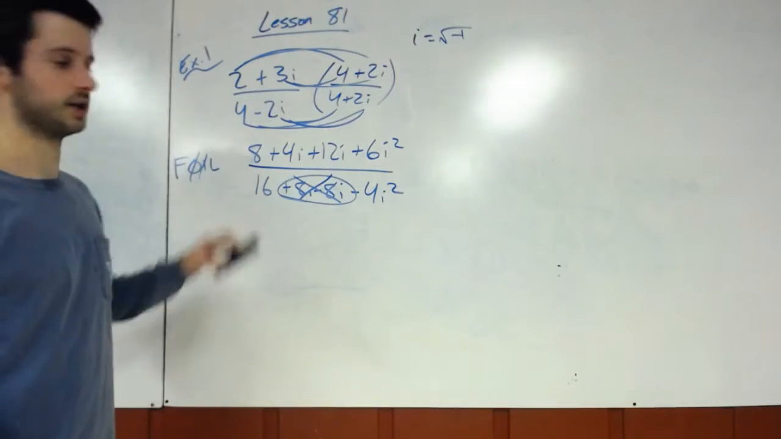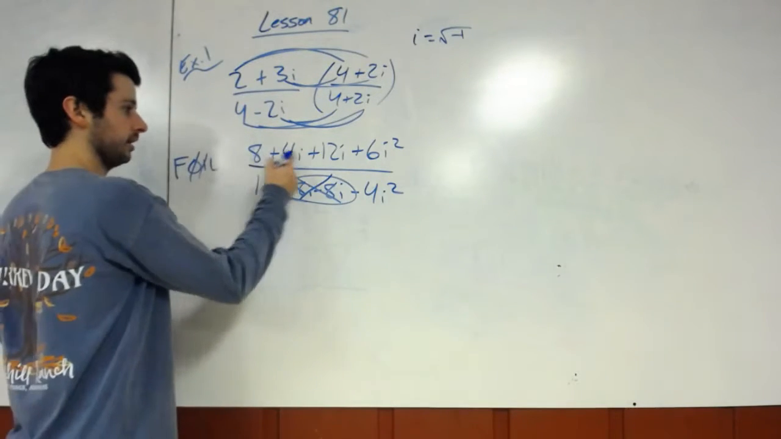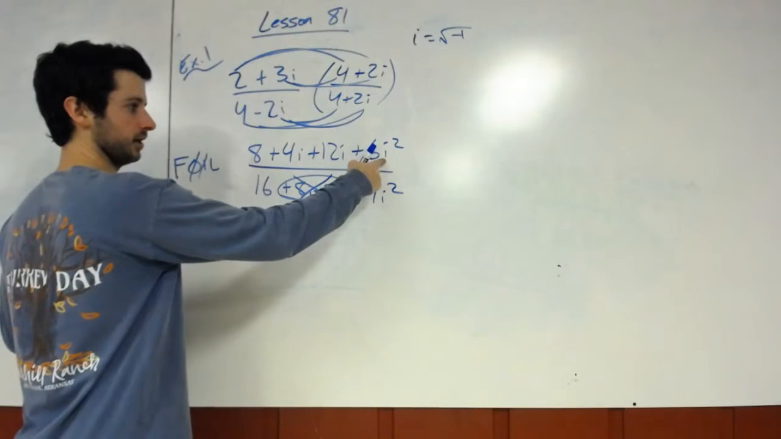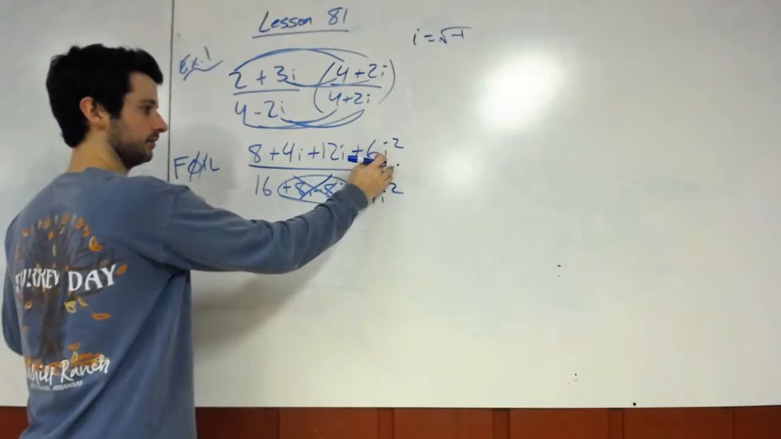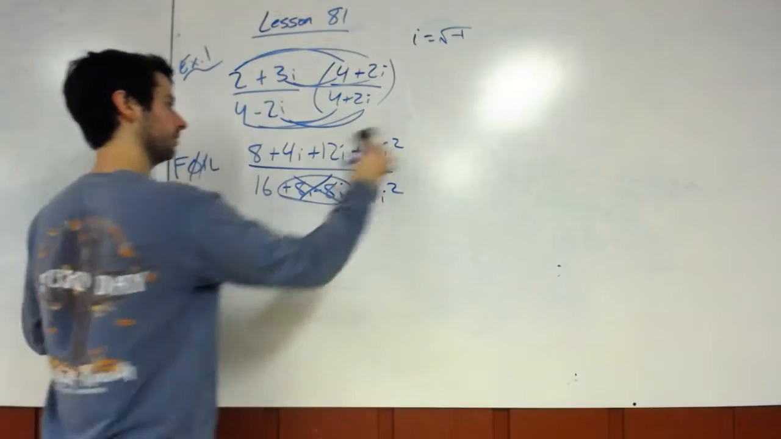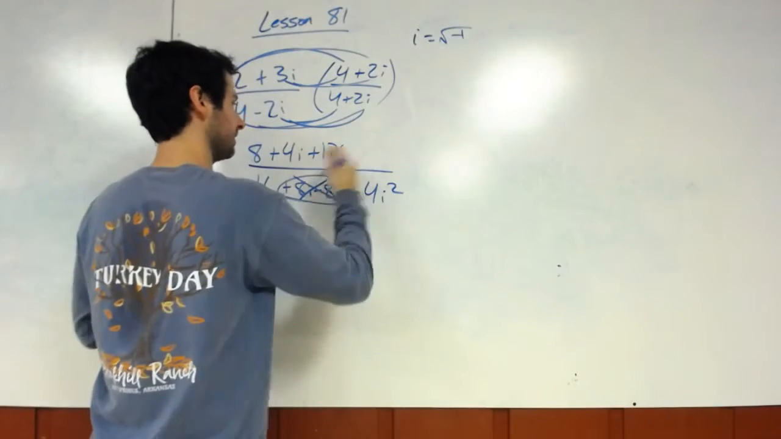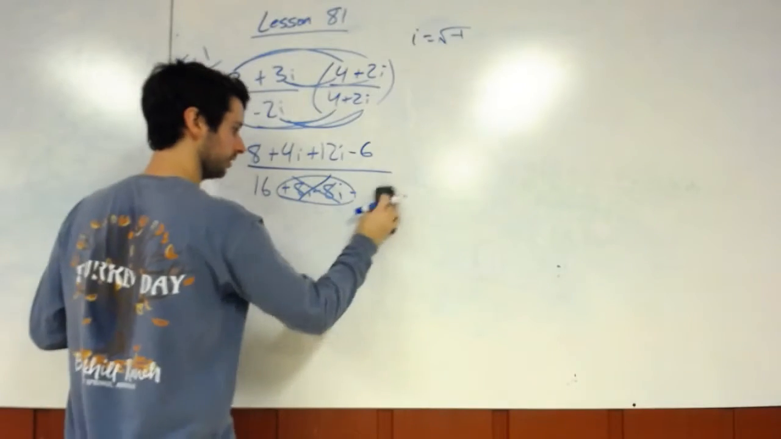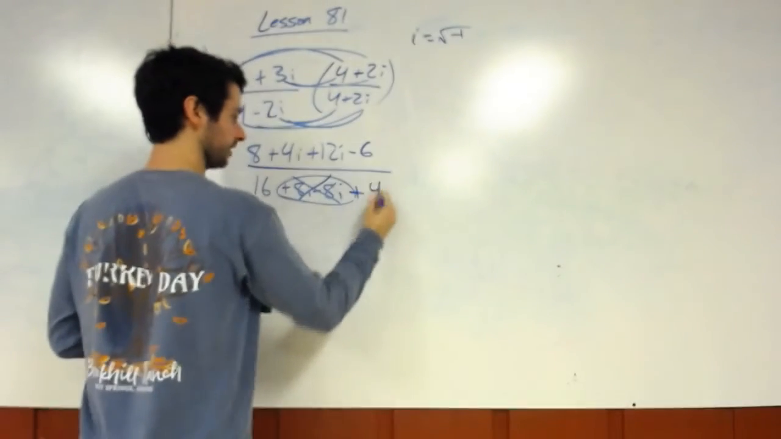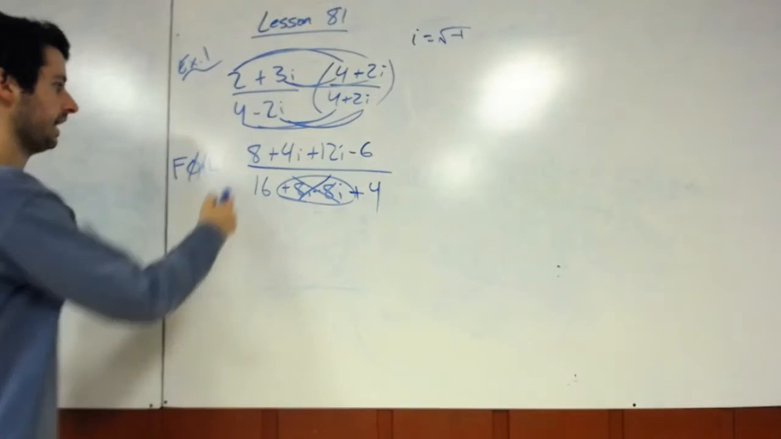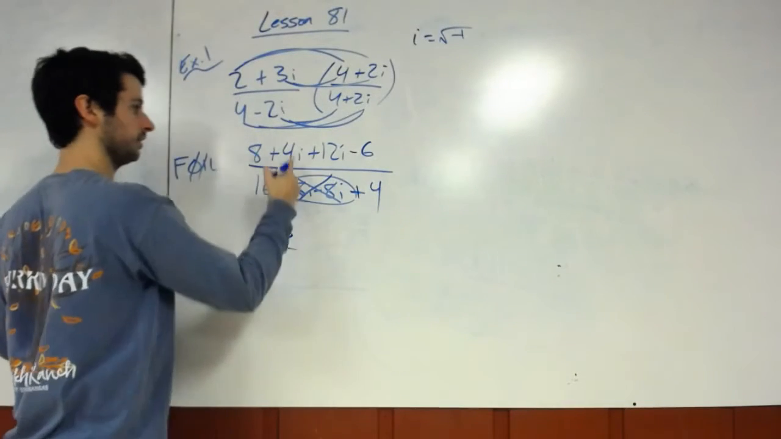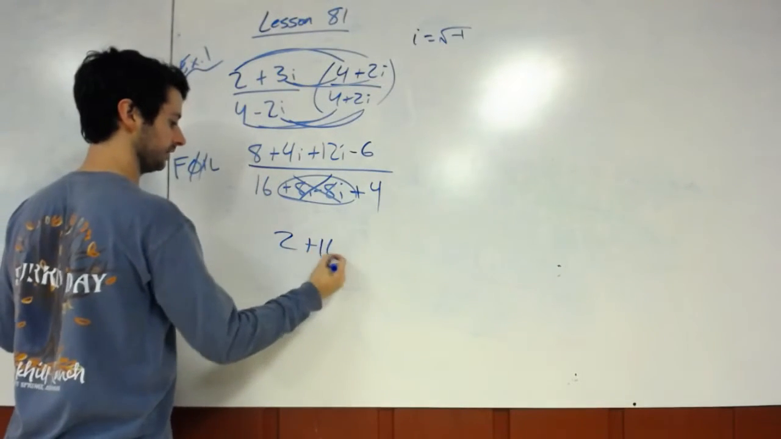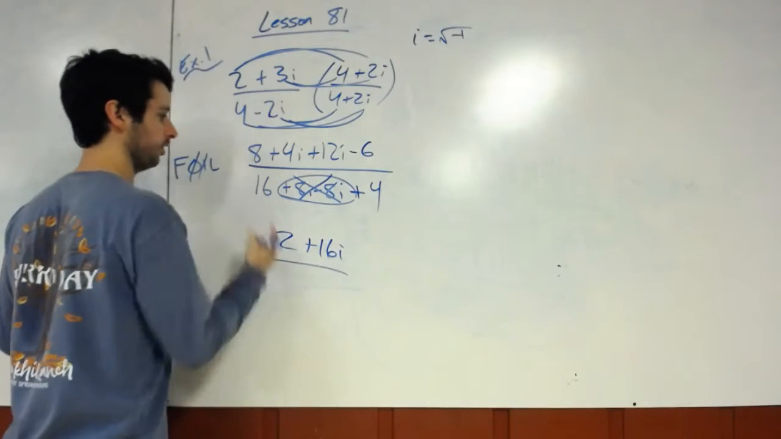Because when we simplify, 6i squared, remember i squared is the same as -1, so 6i squared is actually a -6. Negative 4i squared would be a positive 4, because i squared is -1. So now we add: 8 minus 6 is 2, 4i plus 12i is 16i, over 16 plus 4, 20.